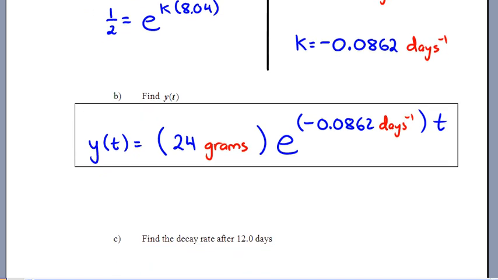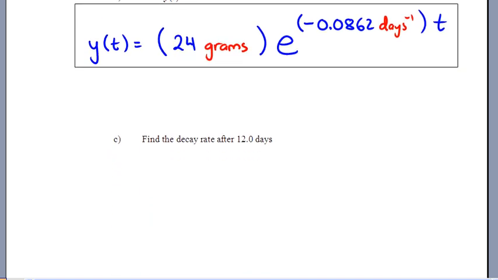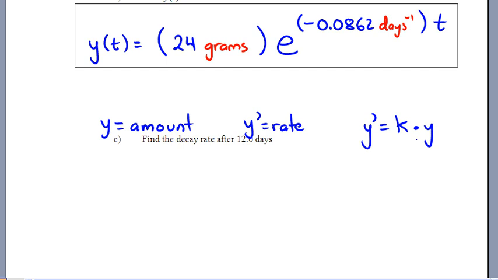Last question here. Find the decay rate after 12 days. This again is the part where calculus really, really excels. We've got y equaling the amount, and we have y prime is equal to the rate, which is what they're asking me about, right? What's the speed that it's moving around? And here is the absolutely beautiful thing. We know that y prime is just equal to k times y. So all we have to do to figure out what that y prime is, we just need to know how much there is at 12 days, and then we can multiply by the k.